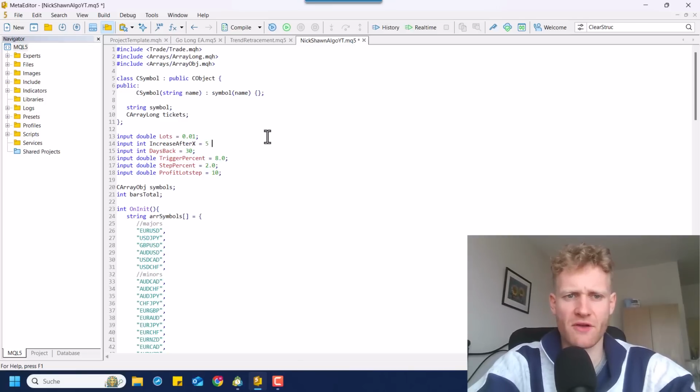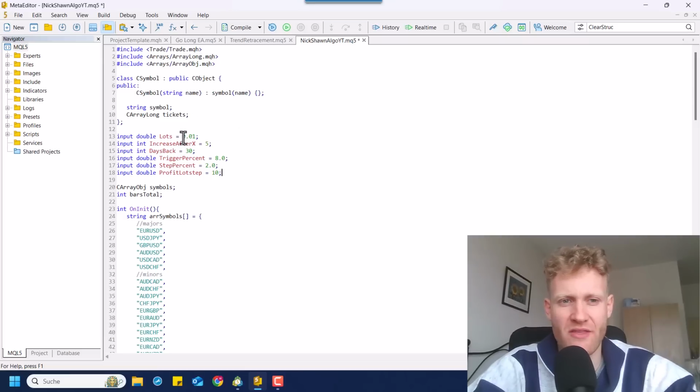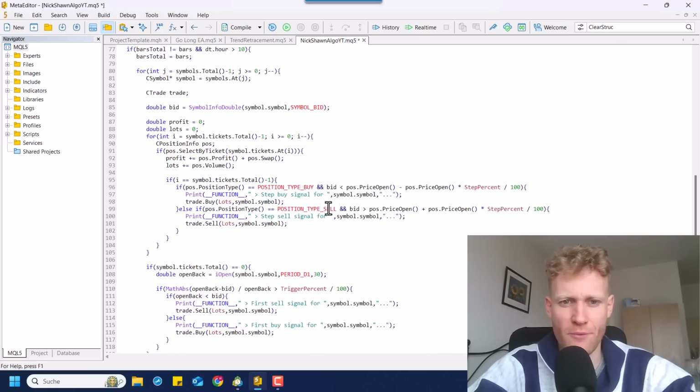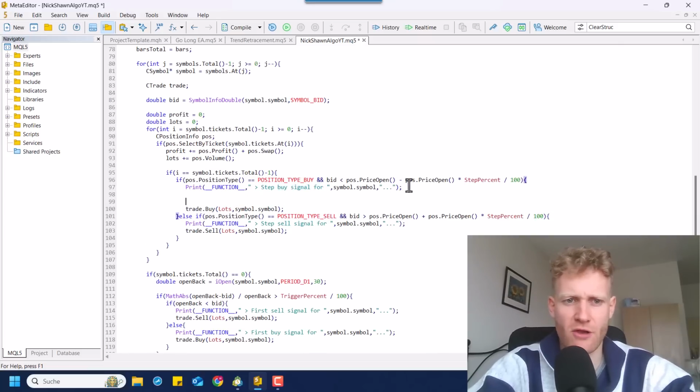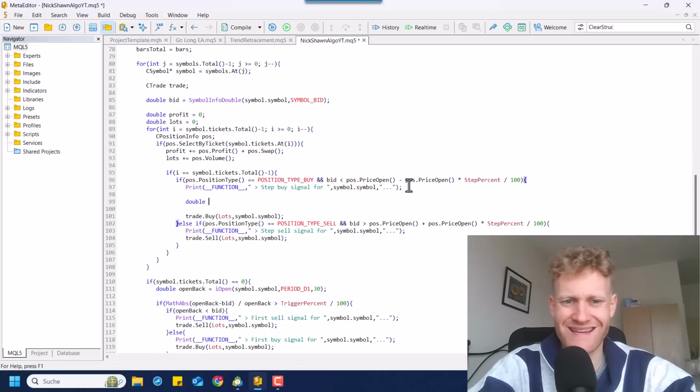So for example, after 5 trades, we increase the lot size. So let's say we don't trade 0.01 lots then, but instead we trade 0.02 for the next trade. So what we can do is, when we open the step positions, instead of using a lot size from the inputs, we just calculate it.